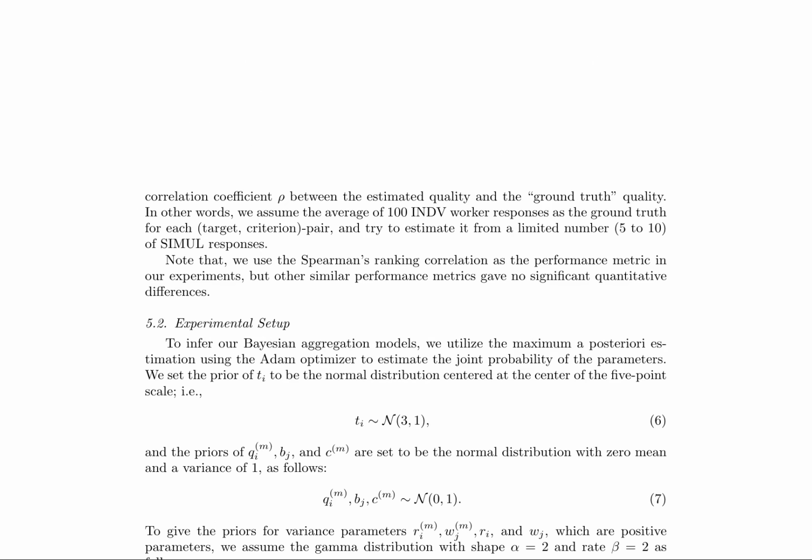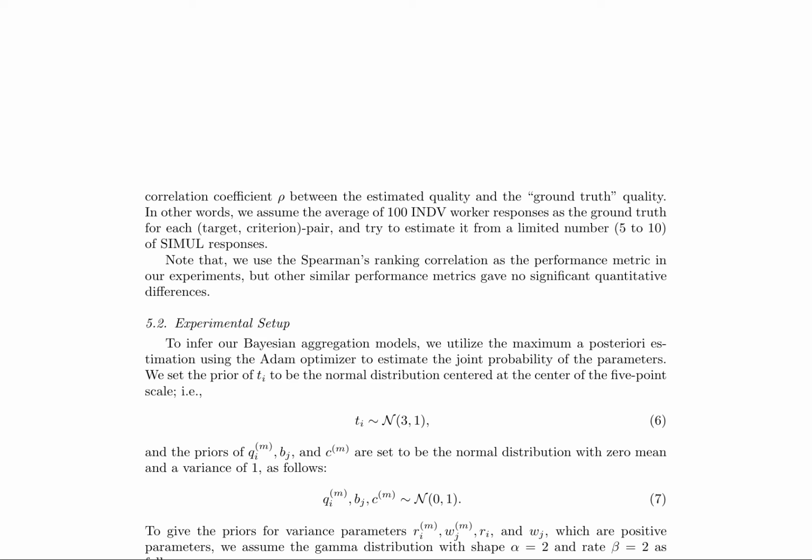The proposed IMP-CDM model's performance in mitigating bias in crowdsourced assessments is evaluated using the Spearman's ranking correlation coefficient as the performance metric. This coefficient compares the estimated quality from the IMP-CDM model with the ground truth quality, assumed to be the average of 100 INDV worker responses for each target criterion pair.